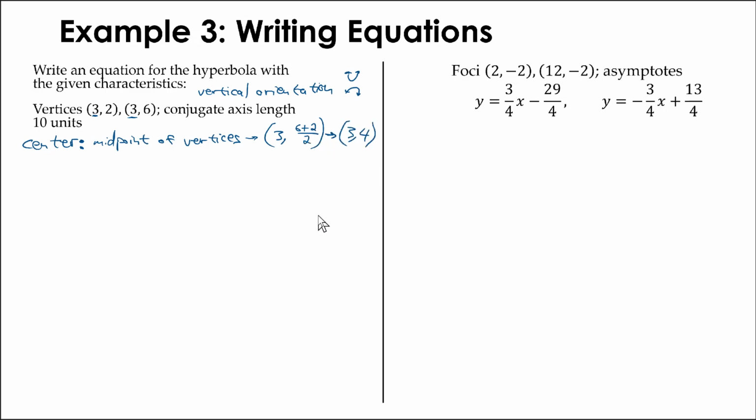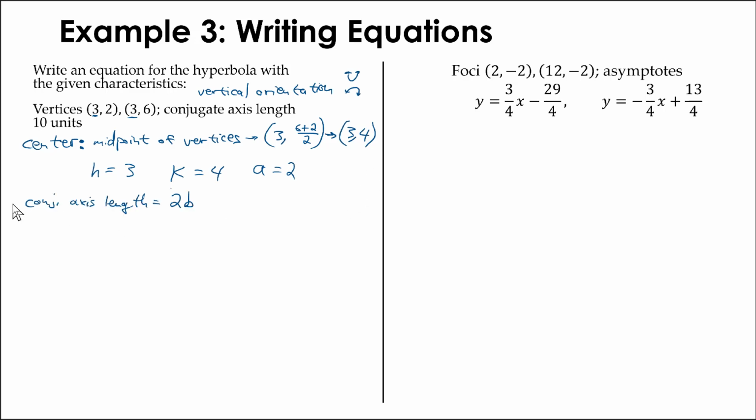That automatically gives me h and k. And I know a is equal to 2 because if I start at 4 and I go up 2, I hit one vertex, because I hit 6. And if I go down 2, I hit my other vertex, which is 2. So my a value is the distance from center to vertex, and that's going to be 2.